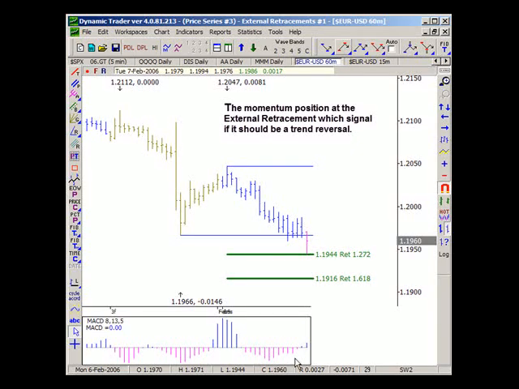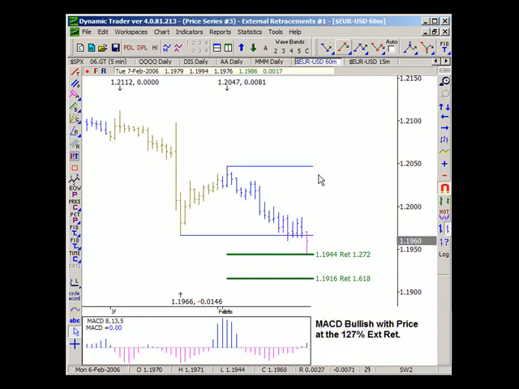So if the momentum has just turned positive, then more than likely this low is going to be made around the 127% external retracement and not continue down to the 162. So just with that little piece of information itself, we have a tremendous amount of information that says more than likely, as of the last bar in this chart, the Forex is at or very near, within ticks, of the low of this decline before it completes the bear trend and makes a reversal.